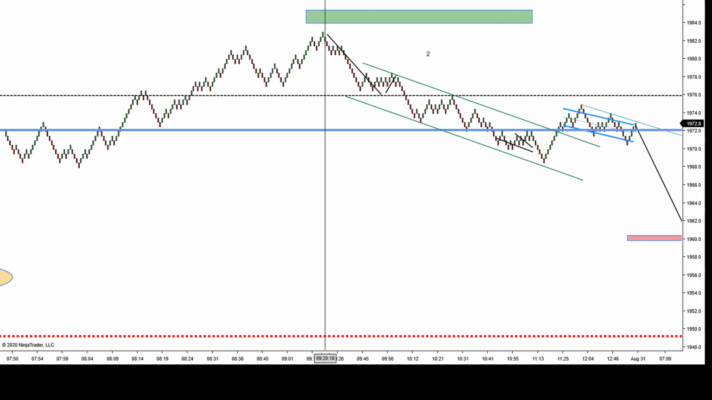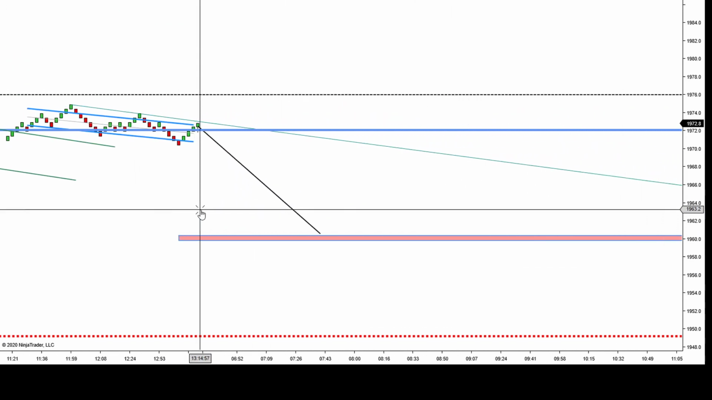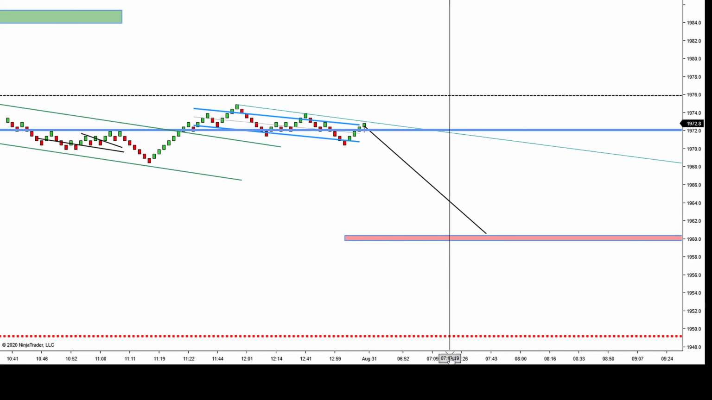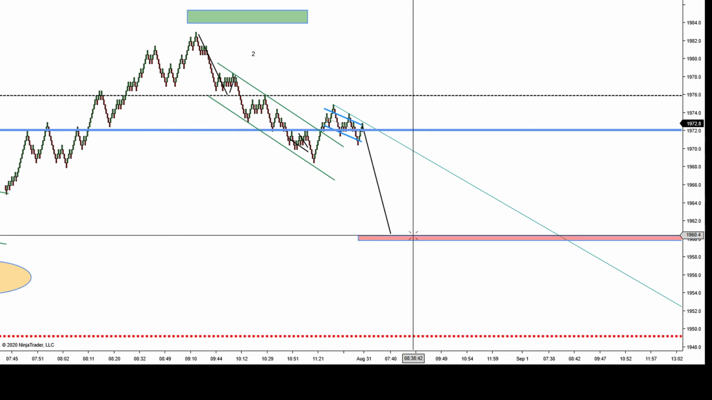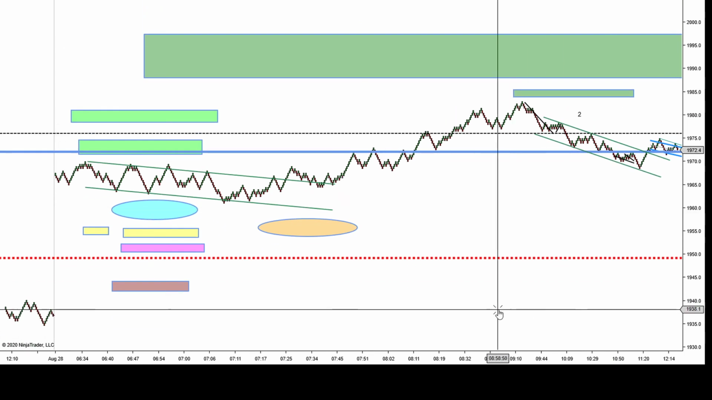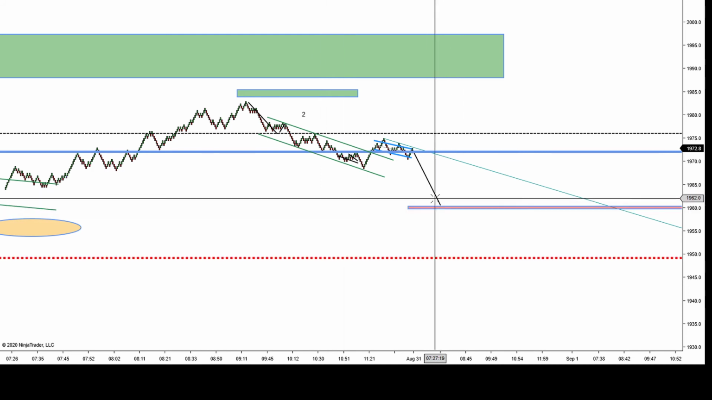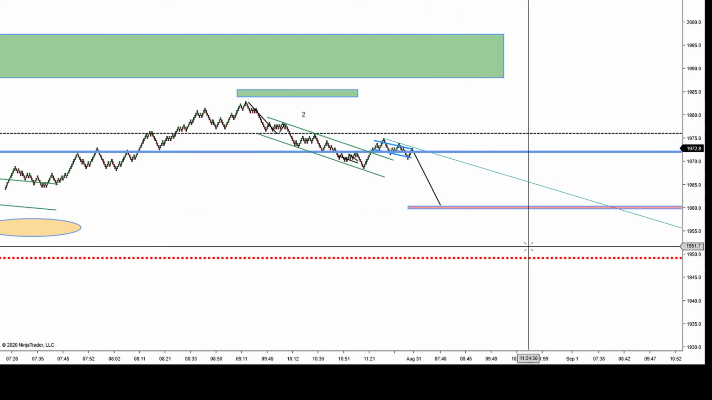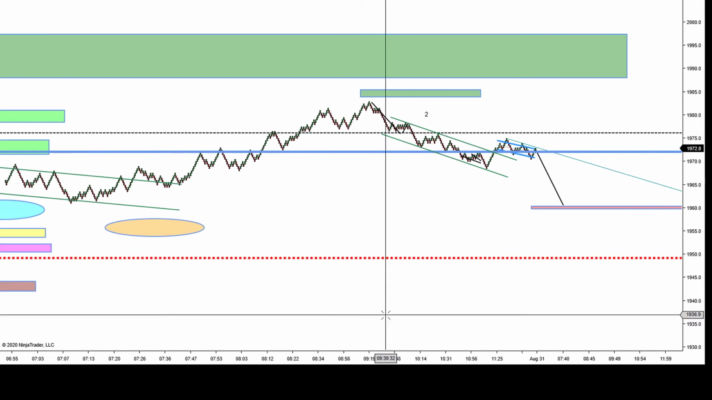So we have a support area from Friday's low, and that is at 60.3. So we may see buyers in this area here, but that would still not close the gap or reach our corrective line at 49.3. So it may bounce off of this, correct to the upside, and then down again. So this is what I'm seeing for Monday.